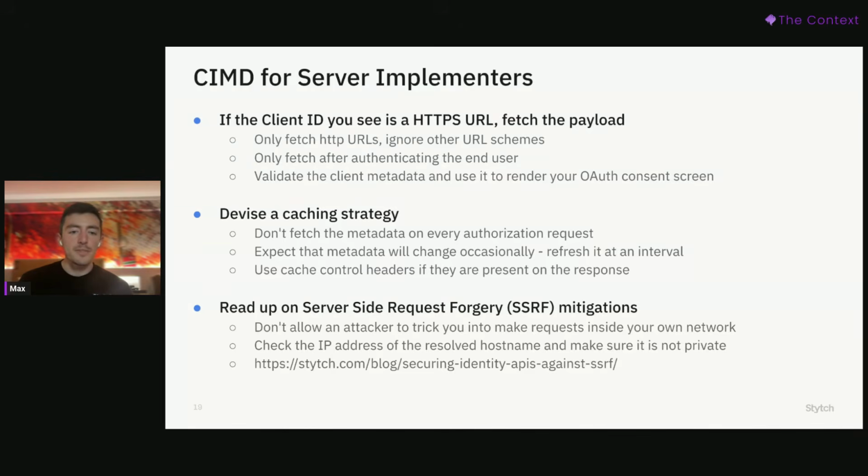Finally, you're going to want to look at server-side request forgery, or SSRF, which is an attack where an attacker tricks you into making requests inside your own network. So if I say that my client ID metadata URL is running on 0.0.0.0, I can trick you into making requests that you wouldn't want to make. In order to mitigate this, check the IP address of the resolved hostname and make sure it doesn't resolve to a private IP. There's a lot that goes into that and a lot of careful considerations, but there's a really good blog on Stytch.com about securing APIs against SSRF that I recommend you check out.